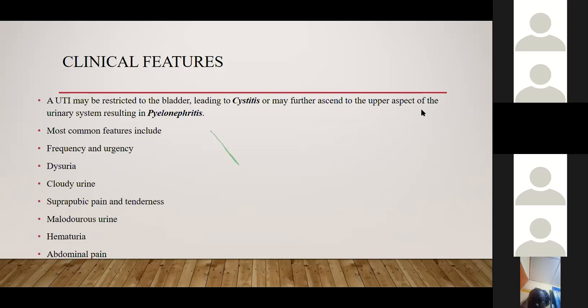Then the urine may be cloudy depending on the severity of the infection. It would come with a very, very funny smell or a malodorous smell. Sometimes you can see blood in the urine, what we call hematuria. The patients can have pain in the suprapubic region. That's where your bladder is. Pain can be up the abdomen. Pain can be by the flanks when the kidney is involved.